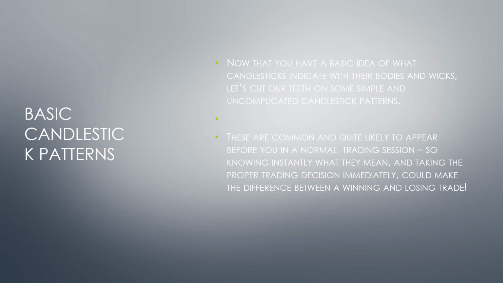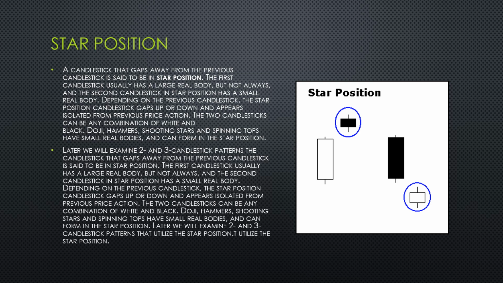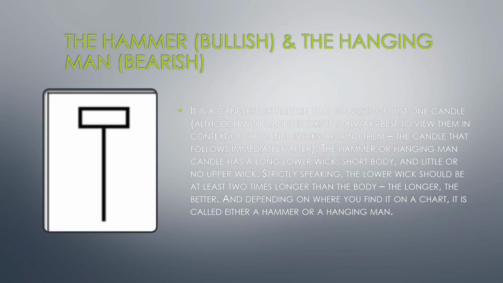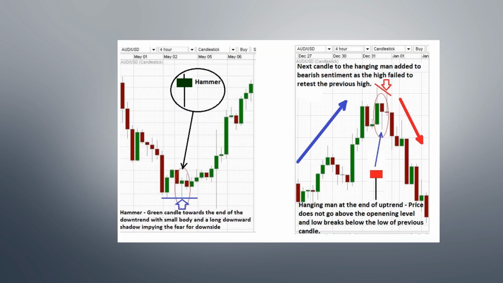Now that you have the basics of what candlesticks indicate with their bodies and wicks, let's cut our teeth on some simple, uncomplicated patterns. And remember, position of the candlestick is very important. So we have things like star position. That means it looks like it's appearing as a star next to the previous candle. Okay. In a stock market, it's usually a gap. And then we have shooting stars and we have inverted hammers, because that's exactly what they look like. Believe me, do not memorize these. Don't go through them. And I'll show you in a minute, but all of these have rules. Don't learn these rules. Don't waste your time. Learn to just understand what that candle is trying to tell you in relationship to the trend and price action.